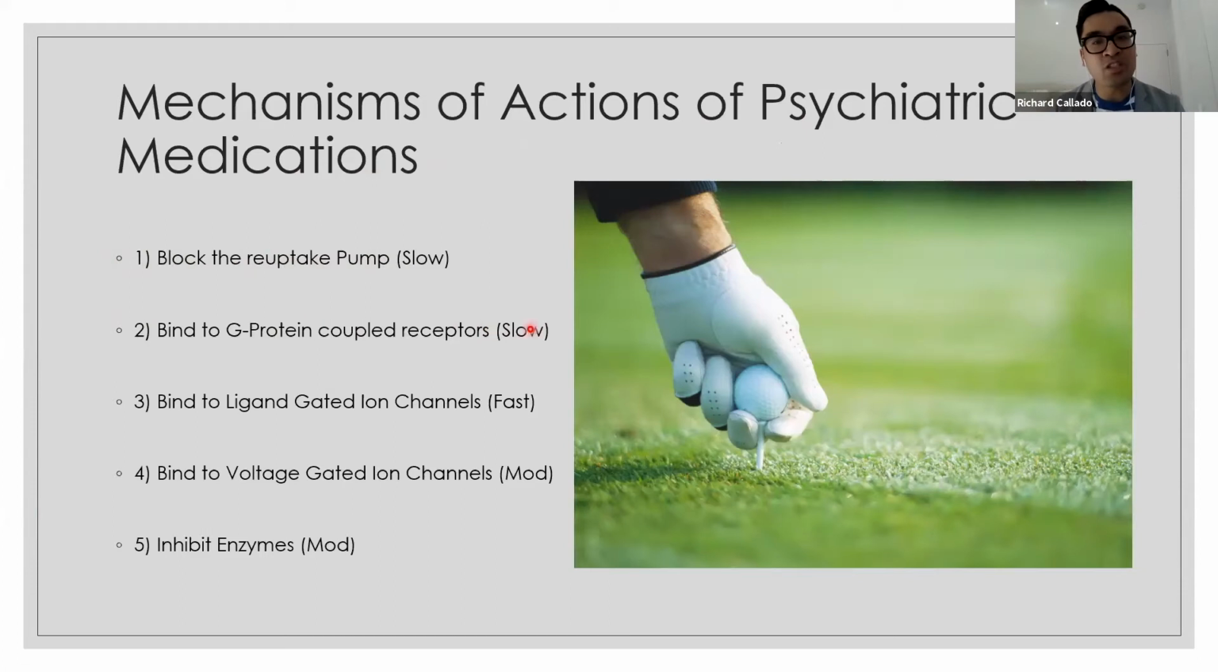2, they bind to G proteins. Notice where I put slow, fast, moderate, moderate. Now, slow means it takes a long time to work, right? So SSRIs take a very long time to work. It blocks the reuptake pump. G protein also is very slow to work, right? Number 3, binds to ligand. Anyone want to take a guess what kind of medications that bind to ligand work fast?